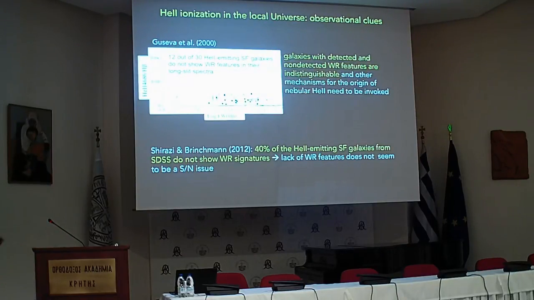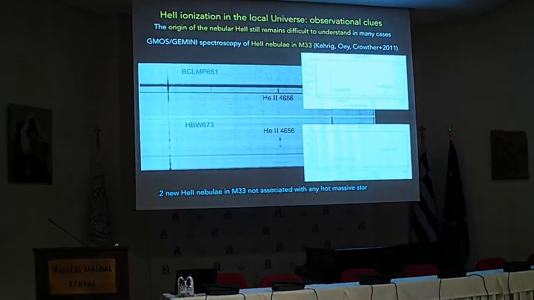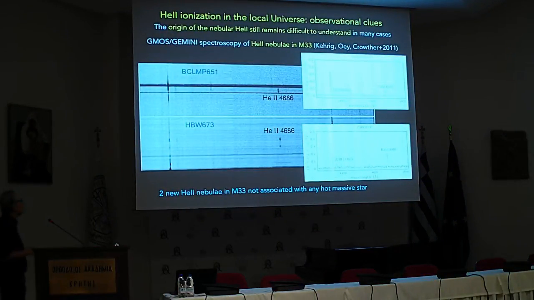In particular, when we go to very low metallicity, as you will see later, this is not working at all. On top of that, there are many other problems, in particular in very nearby galaxies. For instance, in M33 you can find bubbles of helium-2 emission with no clear ionizing source whatsoever close. So they are very mysterious, but they are there.